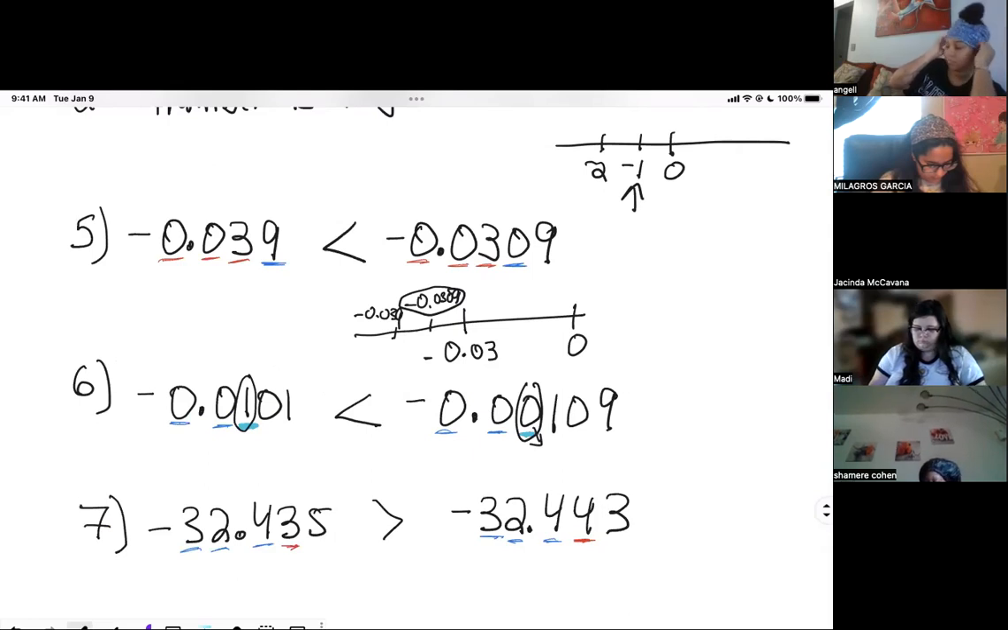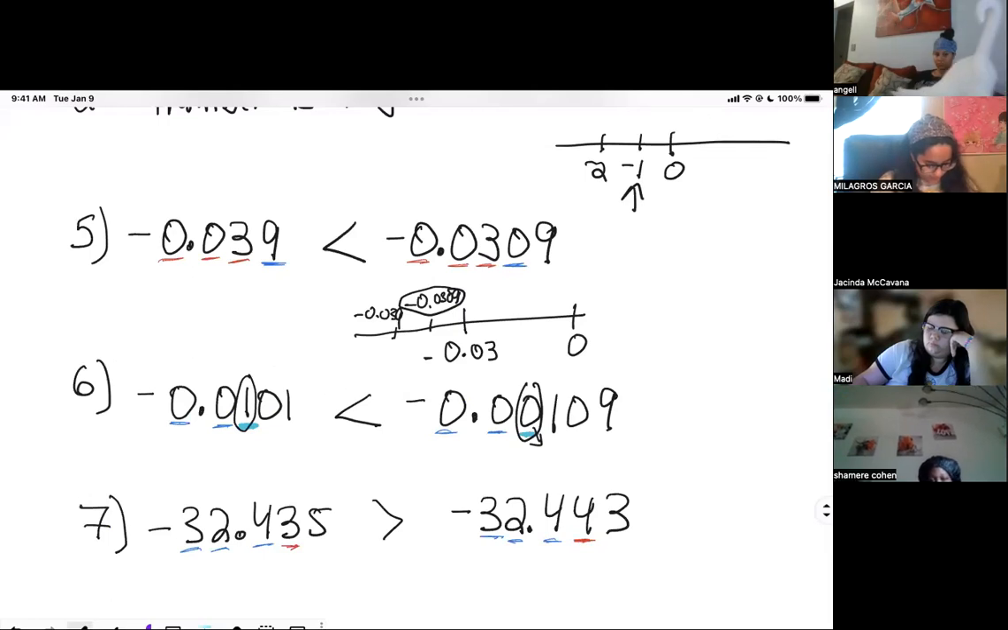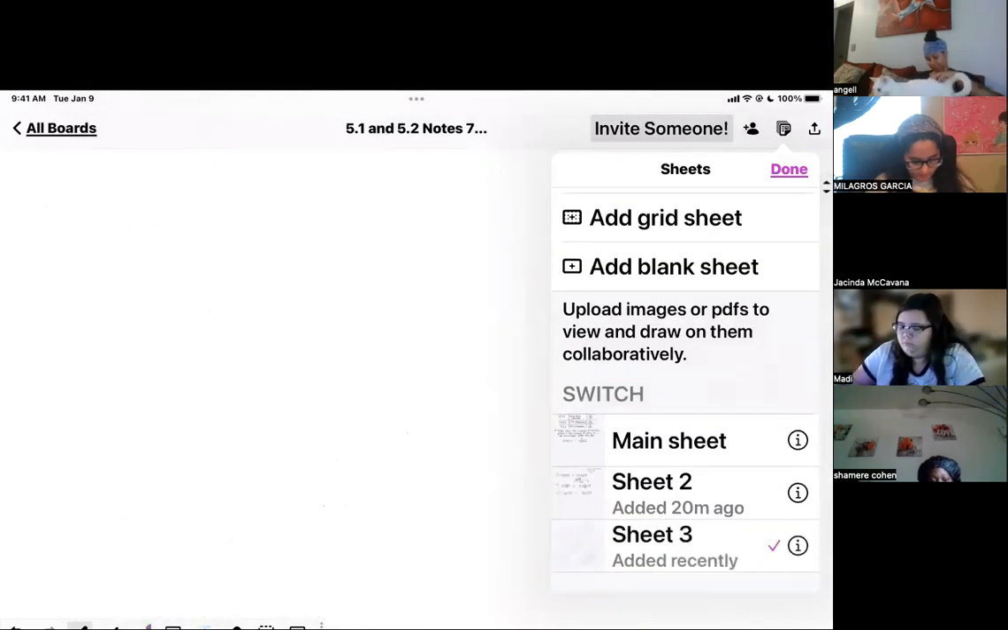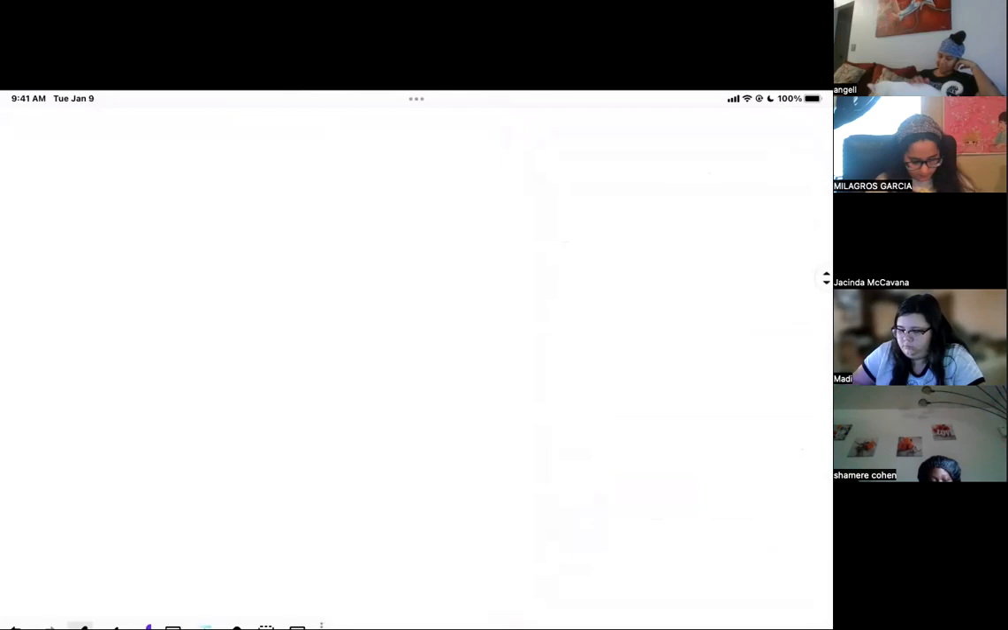I'm going to leave that for about a minute, and then I'm going to do a new page. So make sure all of you are caught up. Anybody need more time? Okay, let me add a page. Okay, now with anything else, we can round. So we're going to talk about rounding decimals.